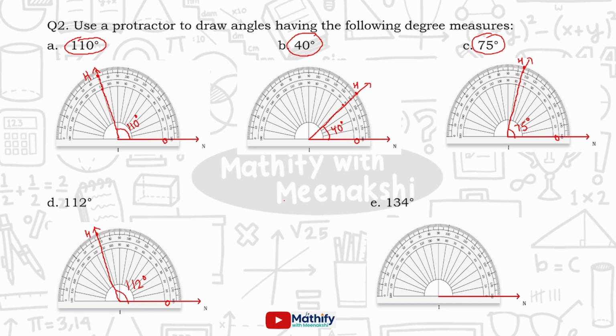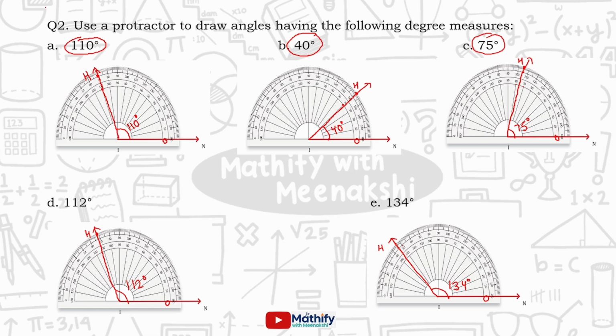Now let's say 134. So how will I mark 134? Here you have to again look at the inside numbers and find 130. 130 is here. After 130 you have to count 4: 1, 2, 3, 4. That means this one. This is 134. So just join this with I and mark this as 134 degrees. When you extend that, just mark that point as H. I think now it's clear how we can draw angles with the help of a protractor.